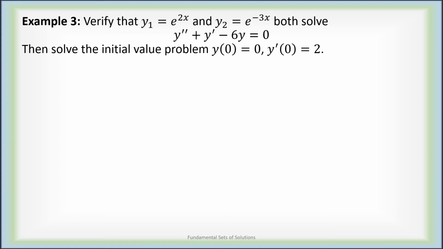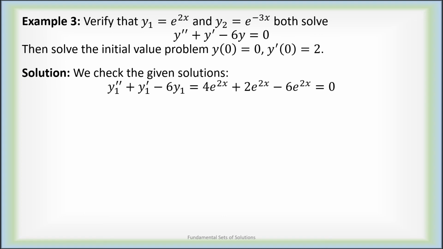As a third example, let's verify that y1 equals e to the 2x and y2 equals e to the minus 3x are both solutions to the linear, second-order, homogeneous differential equation y double prime plus y prime minus 6y equals 0. Once we've done that, solve the initial value problem at y of 0 equals 0, y prime of 0 equals 2.